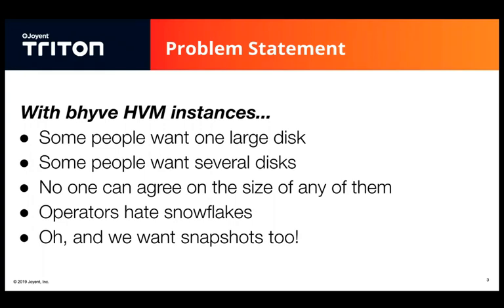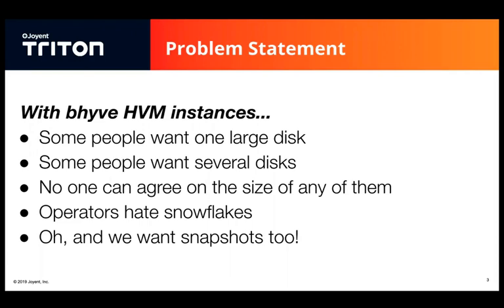So when we introduced bhyve, we had some people that wanted one large disk. These were typically Windows users that have a need for an application that wants to install to the C drive. It keeps all of its data in the C drive, and they have no use for a second drive. But depending upon what the application is, they might want a different size.